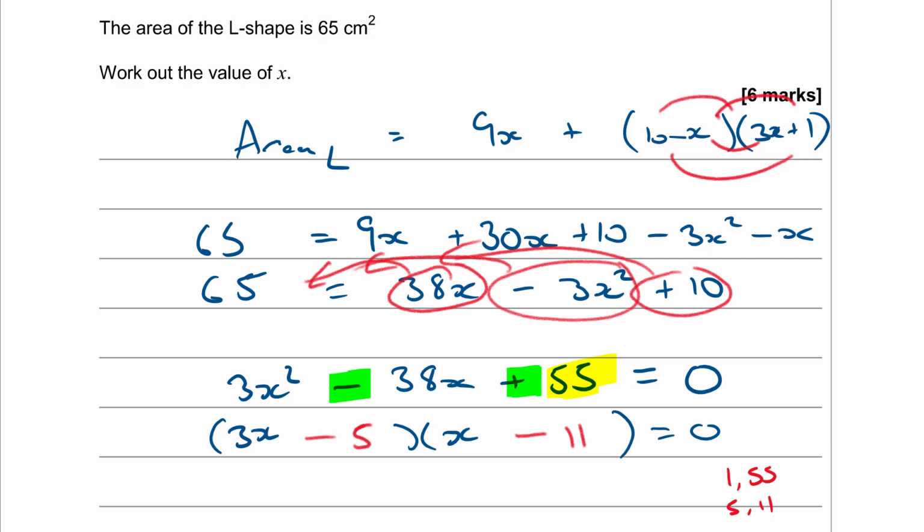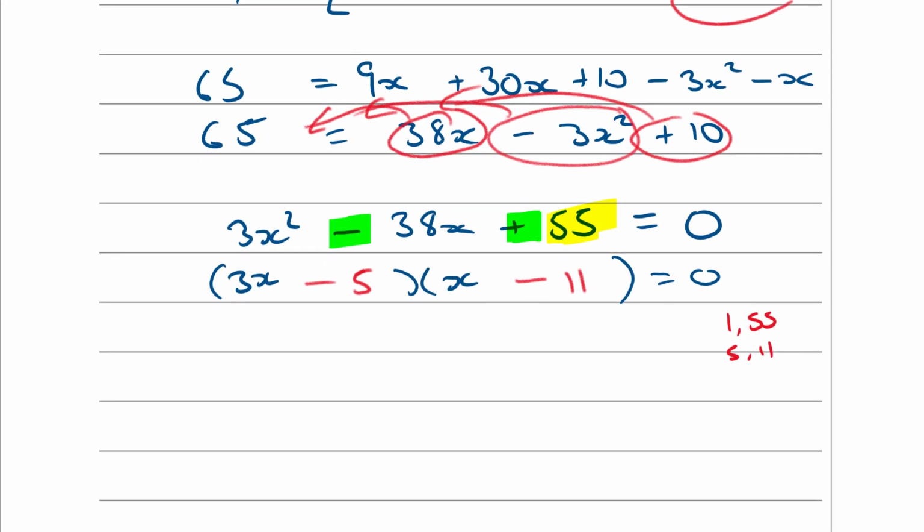So if 3x minus 5 times x minus 11 is equal to 0, if two things multiplied together give you 0, it means that one or the other of the things must have been 0 to start with. So 3x minus 5 equals 0. What does that mean?